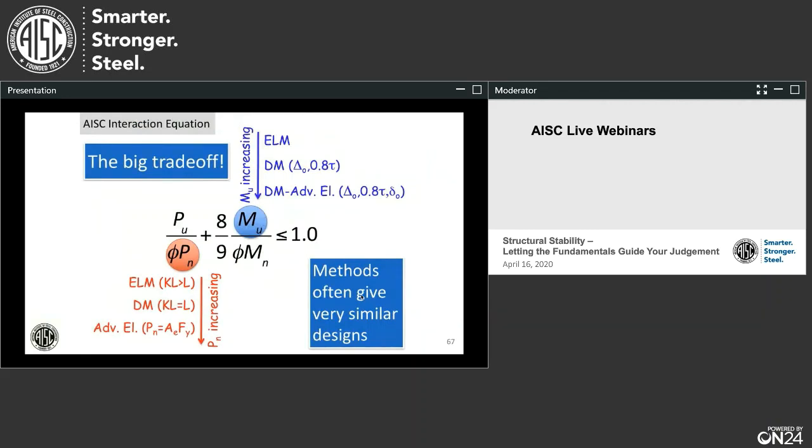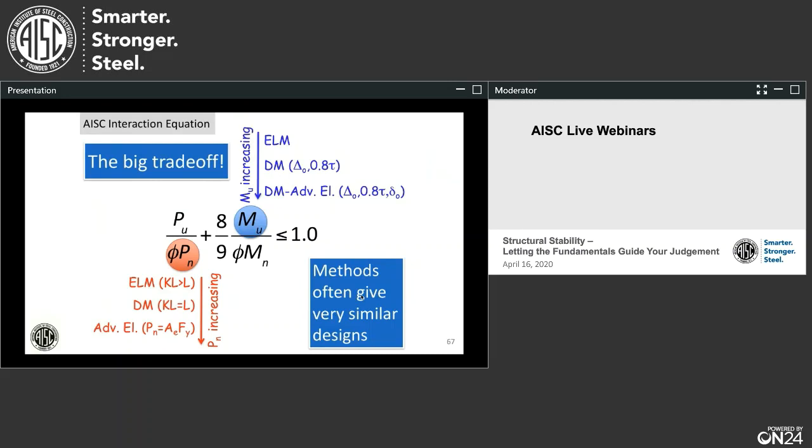I'm showing you AISC's interaction equation. In the numerator are the demands, and in the denominator are the capacities. So these are the addition of the demand to capacity ratios for compression and bending here. If we look at the compression strength, what's shown in red, it seems like as we move from the effective length method with a K factor larger than 1 to the direct analysis method with K equals 1 to this more advanced direct analysis method where K is effectively 0, we're increasing the compressive strength of the column. And as much as that is true, P sub n is getting larger.